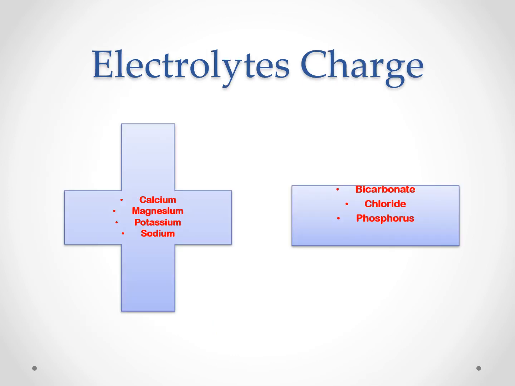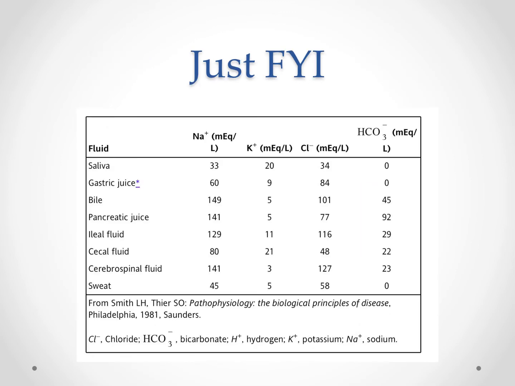This is just a cool little meme for you. Electrolytes charge: your calcium, potassium, magnesium, and sodium are all pluses, and your negatives are your bicarb, your chloride, and your phosphorus. And if you notice, a lot of times these balance out each other. You see potassium chloride a lot. Calcium definitely teeter-totters with phosphorus. Bicarb is a negative and keeps everything else in check. It's a pretty cool system.